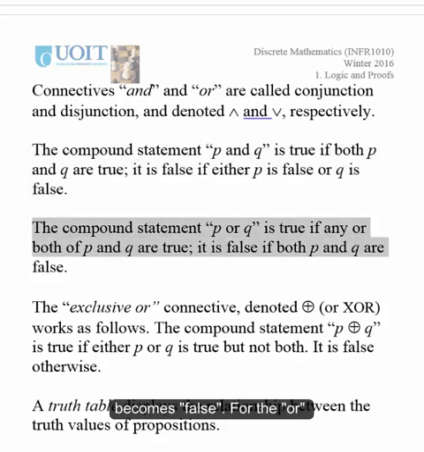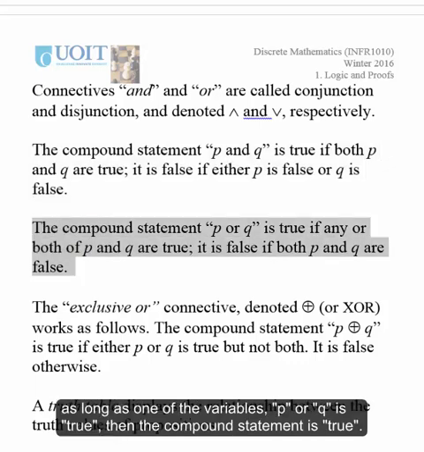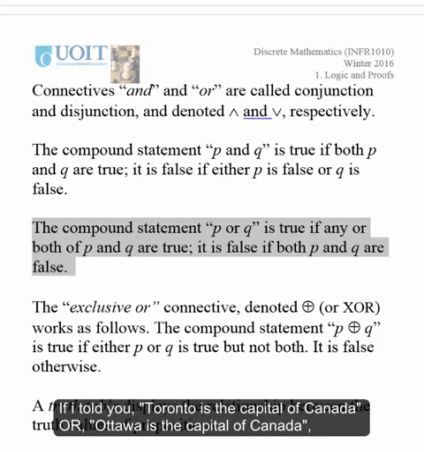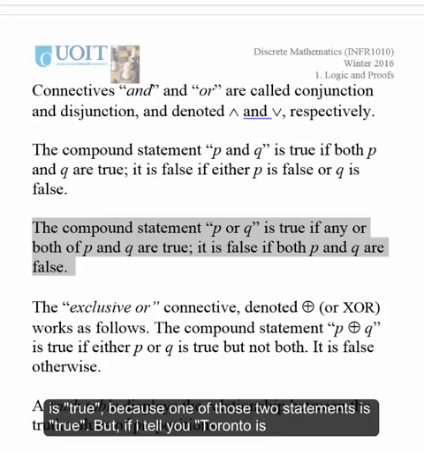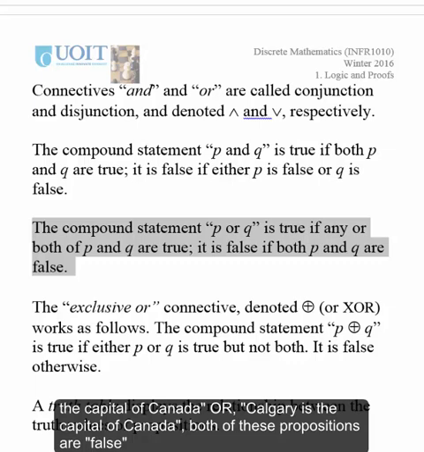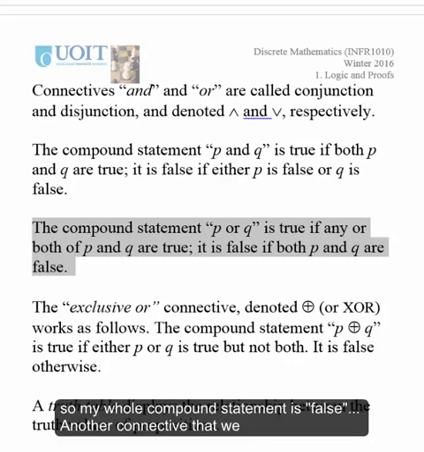False, sorry. For the or, as long as one of the two variables, P or Q, is true, then the compound statement is true. If I tell you Toronto is the capital of Canada or Ottawa is the capital of Canada, if you're going to make it sound more natural, you can say either Toronto or Ottawa is the capital of Canada. That is true, because one of those two statements is true. But if I tell you Toronto is the capital of Canada or Calgary is the capital of Canada, both of those propositions are false, so my whole compound statement is false.